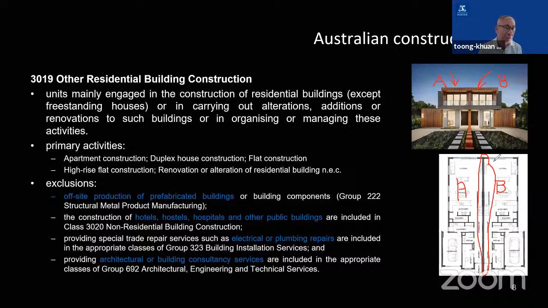So these are what we call residential buildings, except for freestanding houses. It also includes additions, alterations, and renovations. Activities included in 3019 will be apartment construction, duplex house construction, flat construction, high-rise construction, or the renovation and alterations to residential buildings. So that's 3019. Again, the exclusions are the same as the previous slide, so I don't have to go through them.